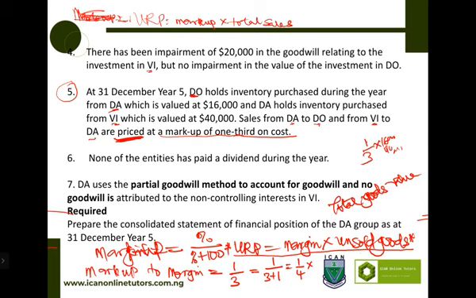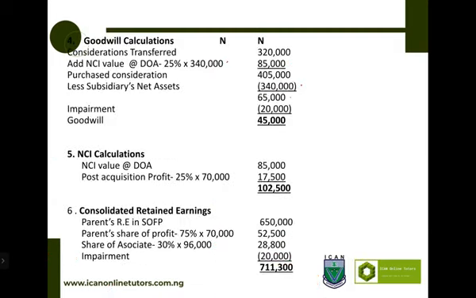Okay, so in valuation of the goodwill, you have to remove the impairment. The impairment, which is given, is 20,000. So remove 20,000 from 65,000. It means we are having a positive goodwill of $45,000.